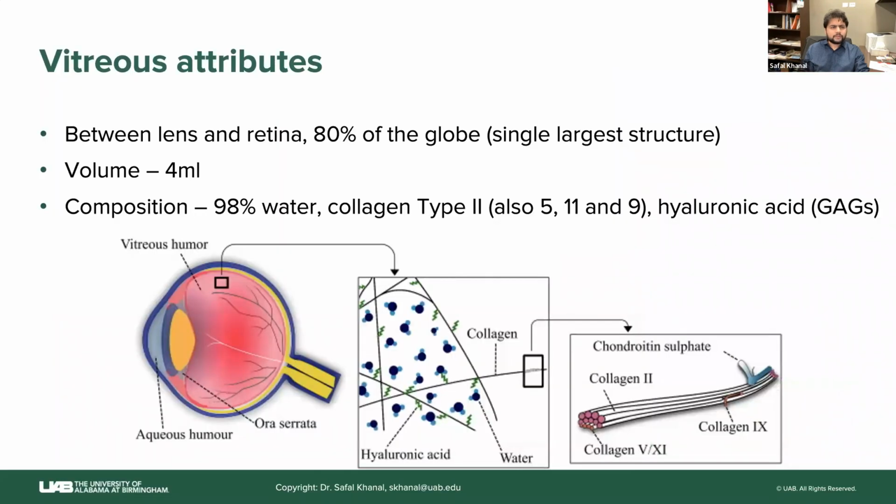A few notes on vitreous. It lies between the lens and retina, and it contains around 80% of the globe. So it is the single largest structure in the eye. Volume is around 4 milliliters. It is mostly composed of 90% water and collagen type 2, can also contain types 5, 11, and 9, and to some extent hyaluronic acid and glycosaminoglycans in the vitreous.